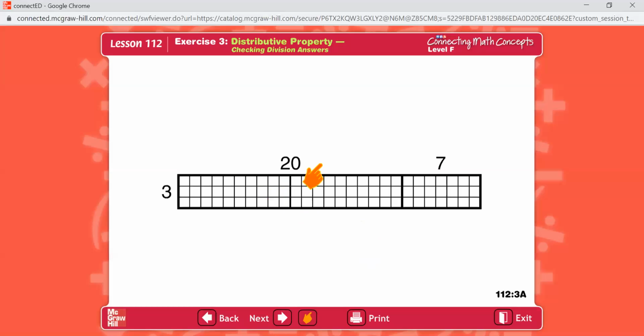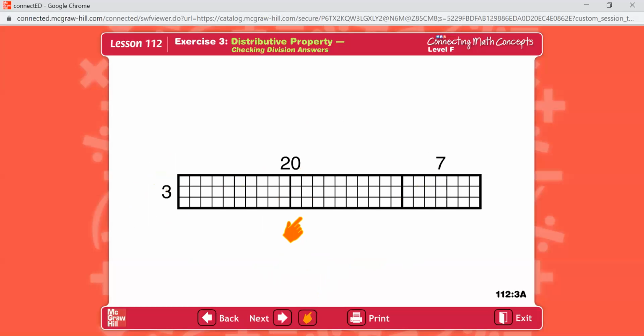Do the multiplication for the tens part, which is 3 times 20. Then do the multiplication for this ones part, 3 times 7. You'll add those together. 3 times 20 equals 60. 3 times 7 equals 21. Add those together. 60 plus 21 equals 81.